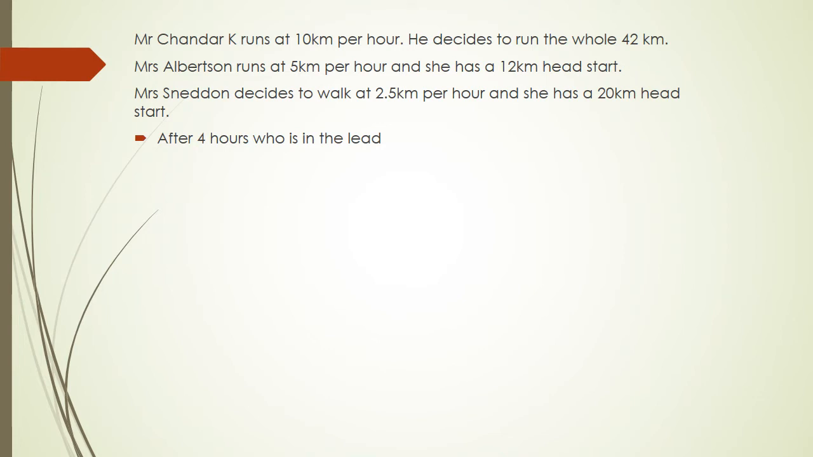Okay, so after 4 hours, in this question, who is in the lead? Now the first thing is, I'm going to write down all my equations. So Chandikay was d equals 10t, Mrs. Albertson was 5t plus 12, and Mrs. Snedden was 2.5t plus 20.